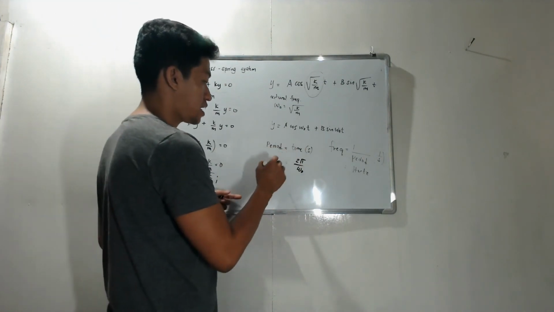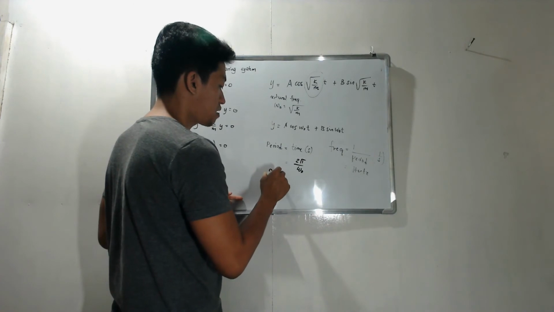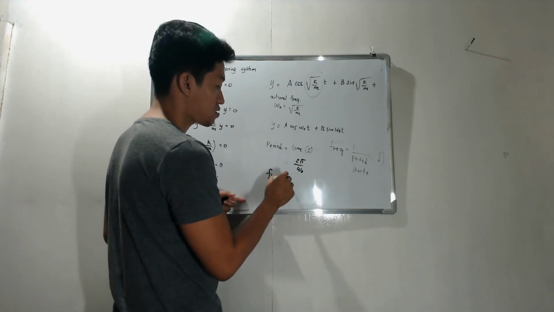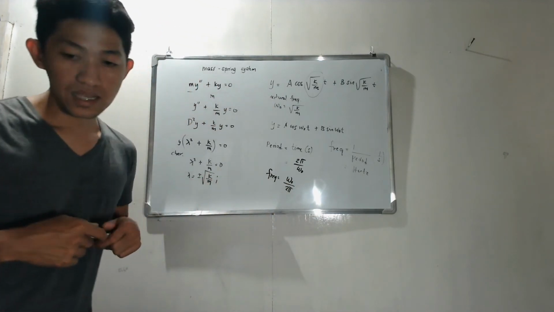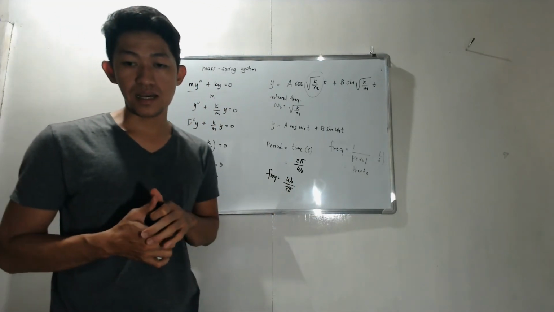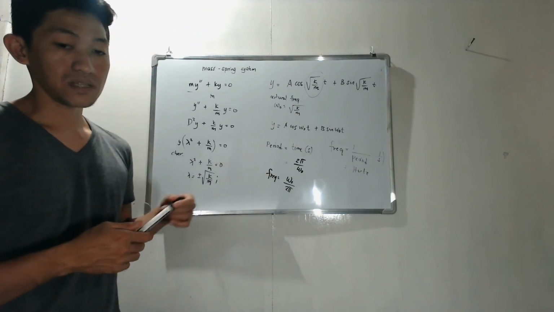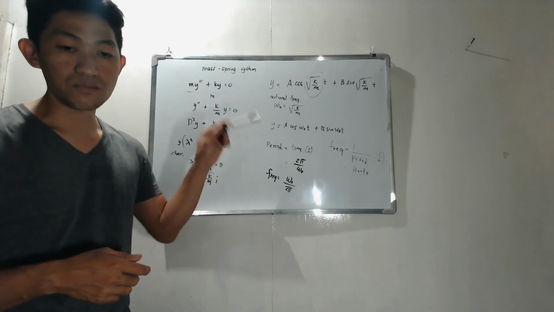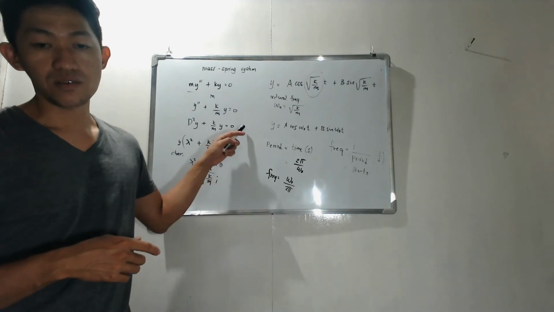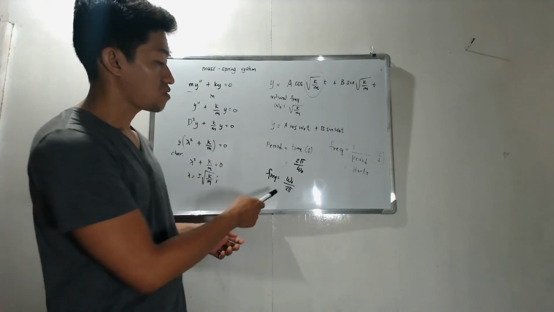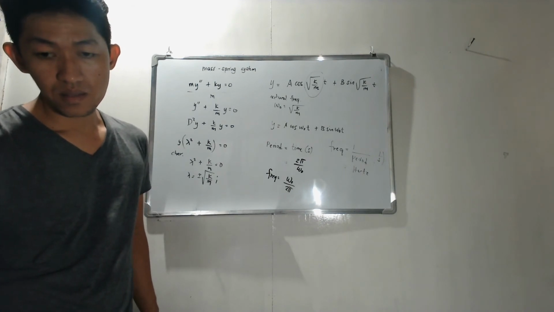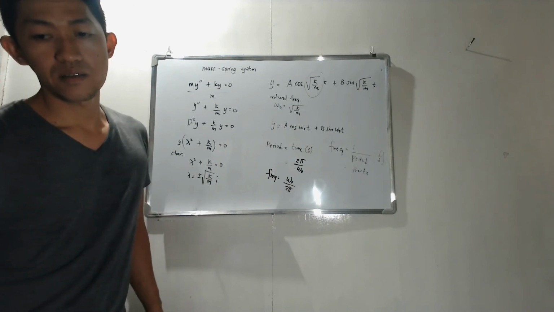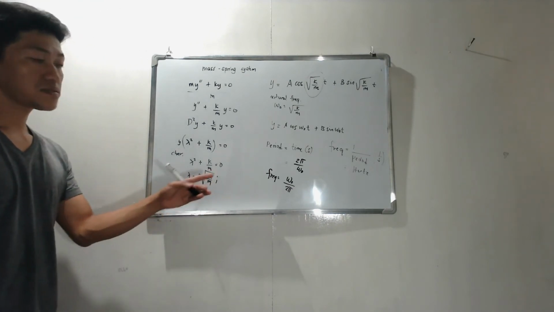The frequency is just the opposite of the period. So you have omega O over 2 pi. That is the frequency of your oscillation. So if the problem asks, what is the frequency of oscillation of your system, you use this one. This is for the undamped system.